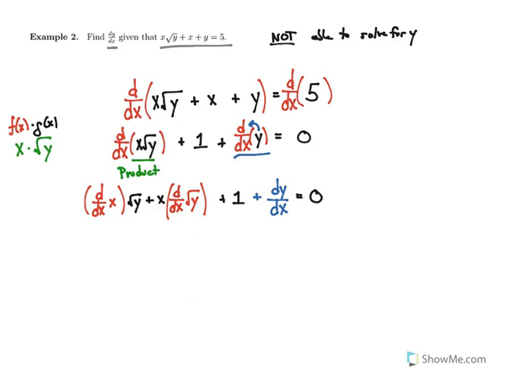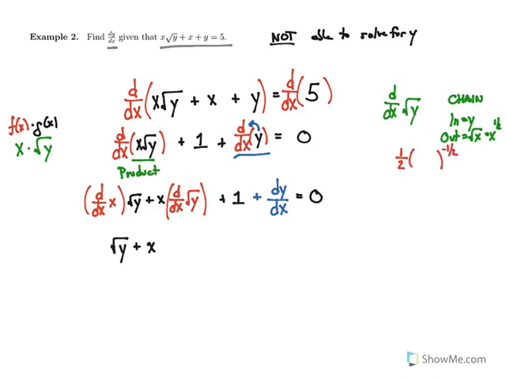So now let's take care of these last two derivatives. We have the derivative of x is just 1. So we're going to write this as square root of y plus x. And the derivative of the square root of y we'll do off to the side here as we get used to it. We have to use the chain rule. We have our inside function is y, and our outside function is root x, or x to the 1/2 power. So we take the derivative of the outside, 1/2 something to the negative 1/2 power, leave the inside alone, and then multiply by the derivative of the inside, dy/dx.